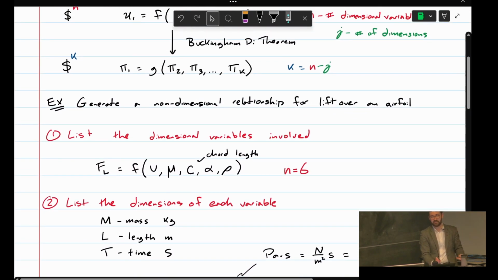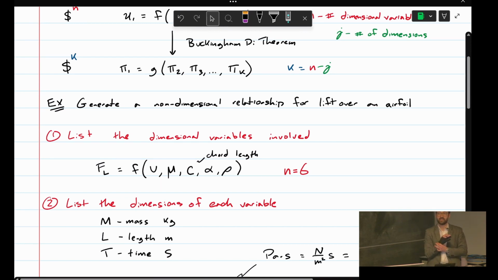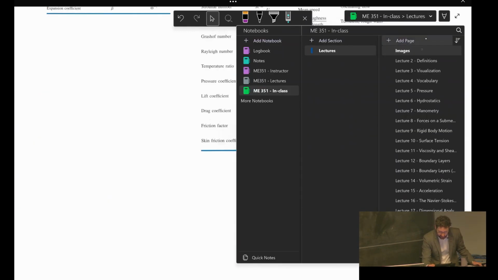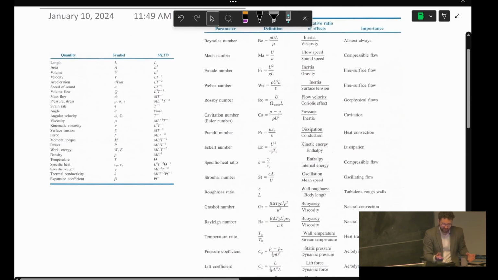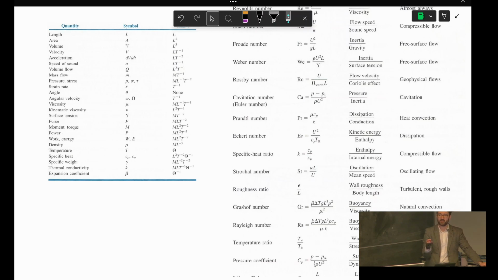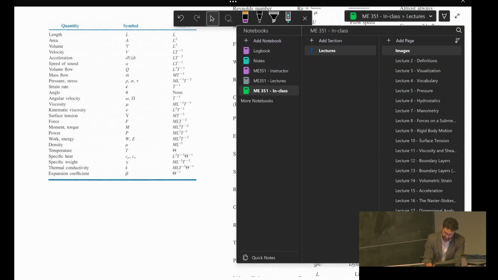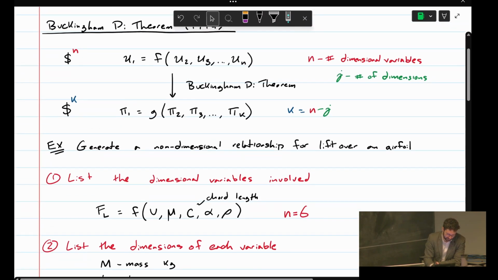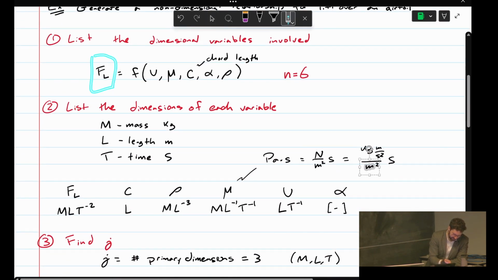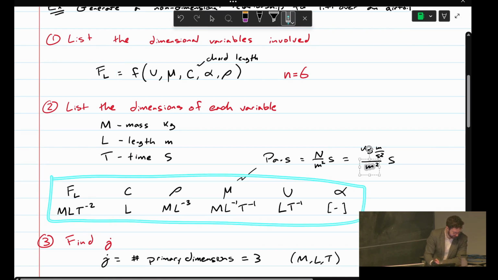So for listing the relevant dimensional variables, I told you I will give you those. But if you had to do this in real life, say you're analyzing a new fluid phenomenon, usually you look at that left table and ask what variables you think are actually involved in this problem. Then you add those into your list. Remember that you have to list the quantity of interest. The quantity of interest here was the lift force, so lift force has to be listed as one of the variables.